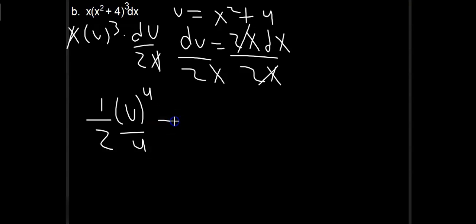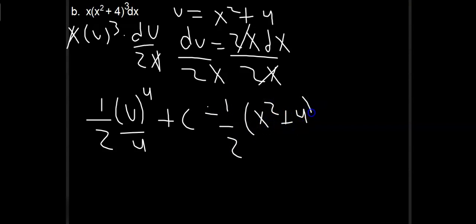And then plus c. So now I can substitute this x squared plus 4 instead of u, and I'm going to say 1 over 2, the whole, my u value is x squared plus 4, and then the whole to the power of 4, and then the whole over 4. So this is it, and I also can simplify it if I want to.